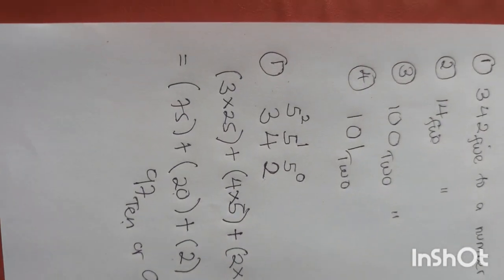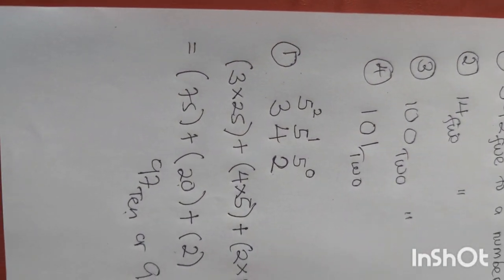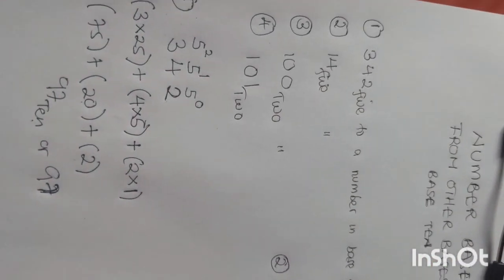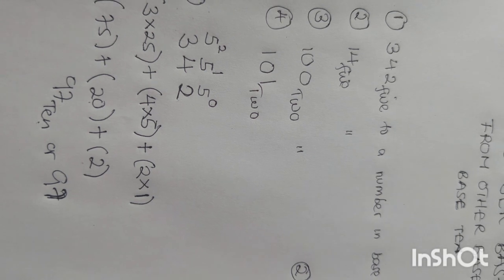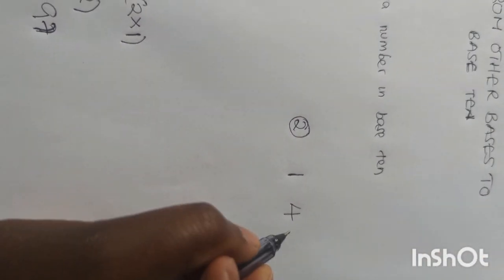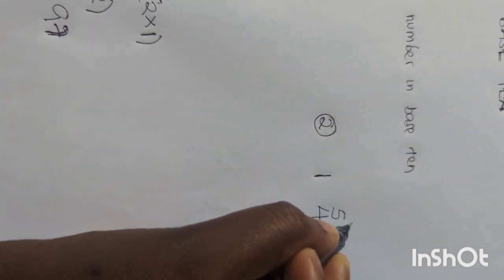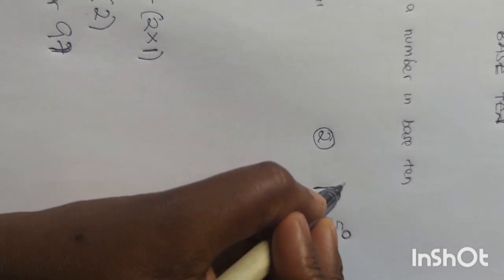Then let's go to example number 2. Example number 2 is we are converting 14. Okay, you write your 14. This 14 is in base 5, right? Okay, 14 is in base 5, meaning here you are going to write 5 to the power what? 0. Remember, 0 is always the first number. Next number is 5 to the power 1.